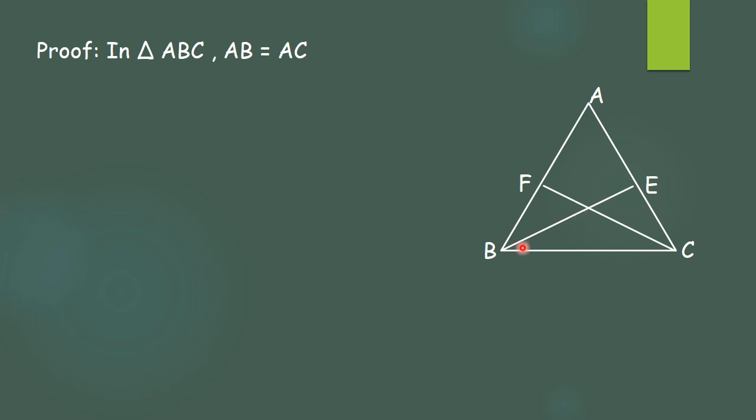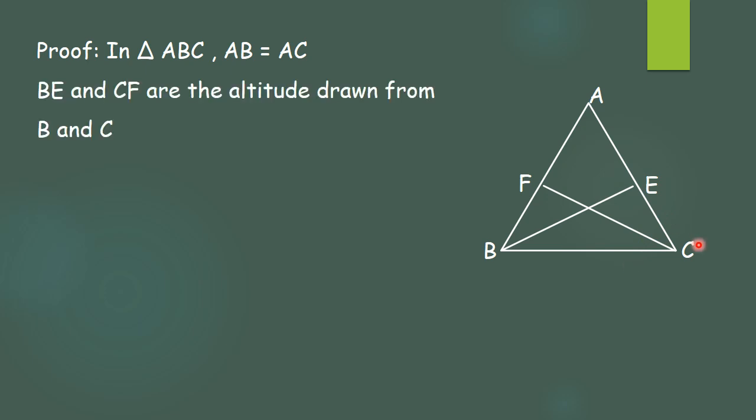And if you consider triangles BEC and BFC, then as AB is congruent to AC, we have studied one theorem: if two sides are equal, then the opposite angles are also equal. Then angle B will be equal to angle C. That first statement you have to write. Now, what is given? BE and CF are altitudes drawn from B and C.